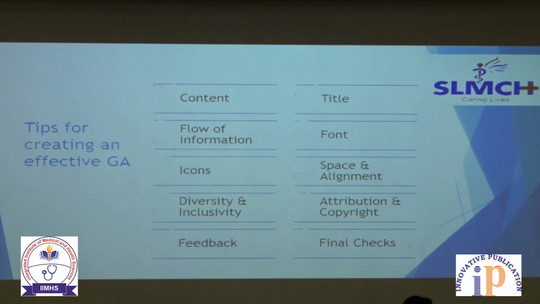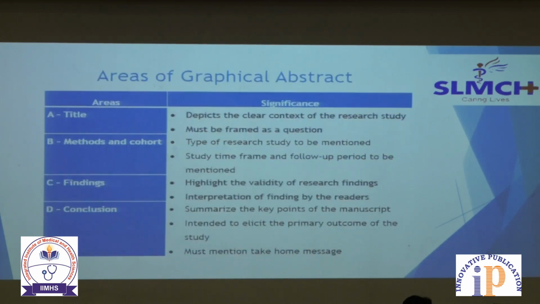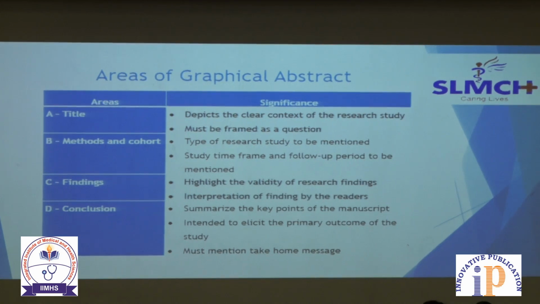And the font size, the space, the icons, these are all very important. The font size should be legible, it should be seen even by the last desk of your audience. The next one is copyright. At the bottom of your whole graphical abstract slide, you should put a copyright stating that whatever has been copied or taken from other journals or anything, you have to put it like a copyright.